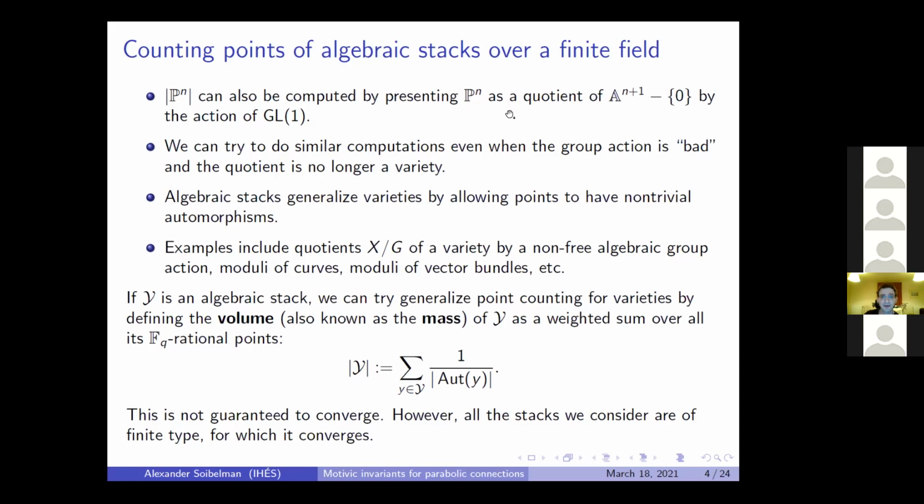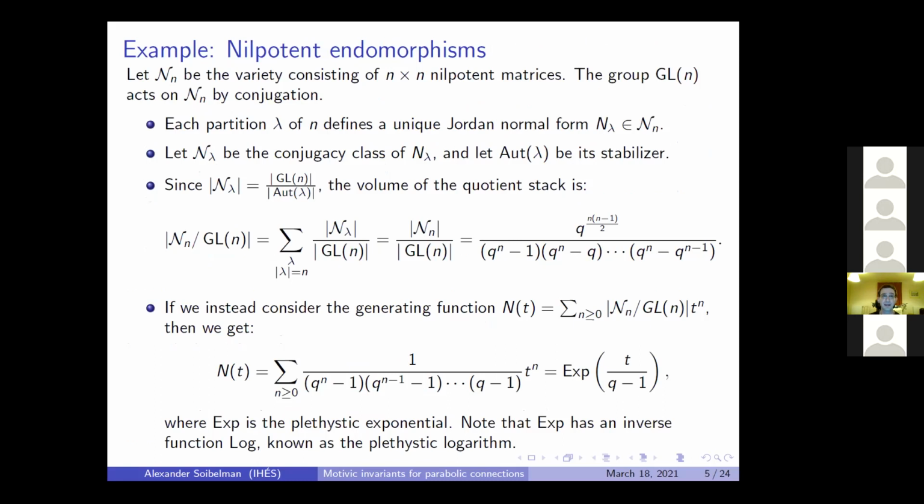To give an example of this kind of computation of volume for an algebraic stack, I'm going to look at a quotient stack. That's going to be the quotient stack of the variety of n by n nilpotent matrices with the standard conjugation action by the group GL_n. In this case, the points of this quotient stack should correspond to orbits under the conjugation action. These orbits are going to be classified by a Jordan normal form, and the Jordan normal form for a nilpotent matrix is itself classified by a partition of the number n.